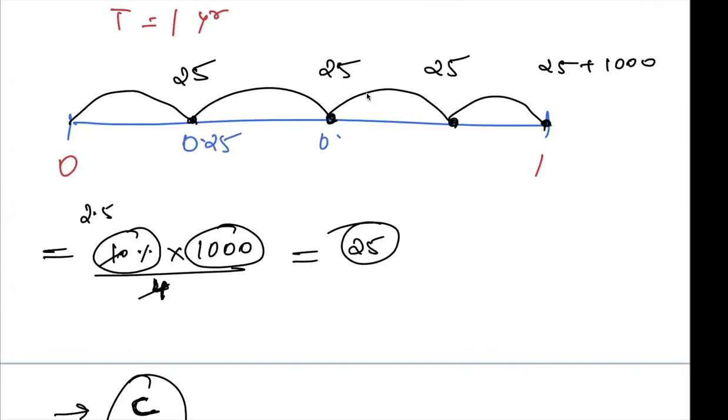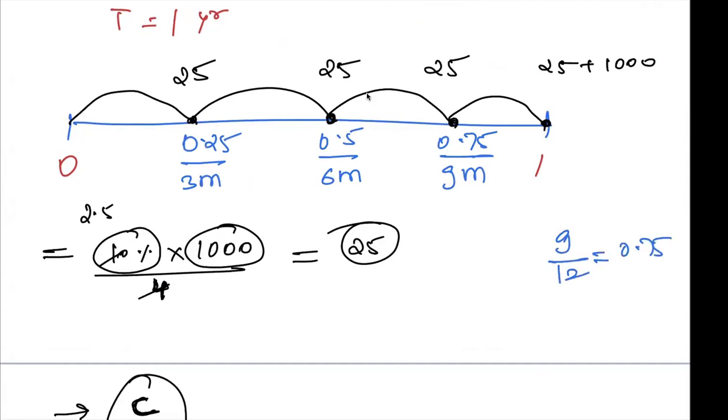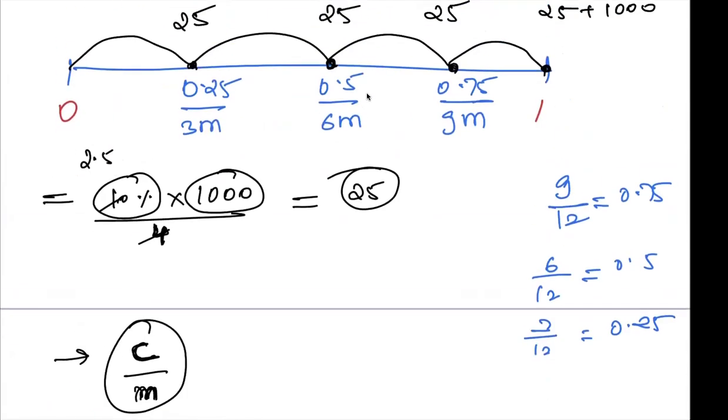Because it's quarterly compounding, this is your 3 month, this is your 6 month, this is your 9 month. How is 0.75 the 9 month? Because 9 by 12 is 0.75. 6 by 12 is 0.5. 3 by 12 is 0.25. That's why I've written it.